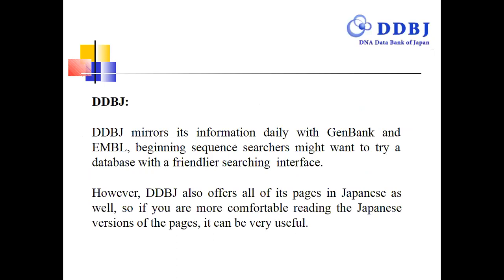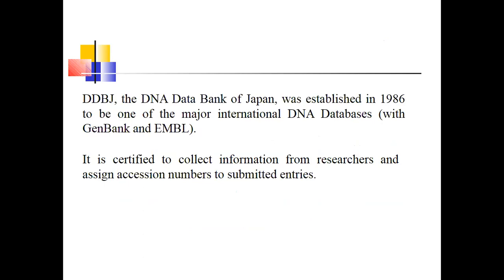After that, we have DDBJ, the DNA Data Bank of Japan. This is also a mirror site of GenBank and EMBL. If there is any submitted information in DDBJ, it moves with the help of a pipeline to other databases also. This is the more friendly database, and a user can easily access the data from DDBJ in comparison with EMBL and GenBank. However, DDBJ is from Japan, so Japanese language data is also available for the same specific entries. The DNA Data Bank of Japan was established in 1986 to be one of the major international DNA databases.